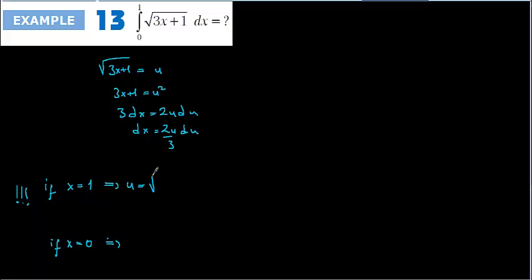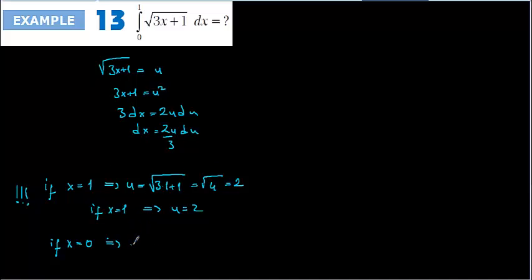U is equal to the square root of 3 times 1 plus 1 when x is equal to 1, which is equal to root of 4, which is equal to 2. So if x is equal to 1, this implies that u is equal to 2. When you substitute, instead of x equal to 1, you may write u equal to 2.